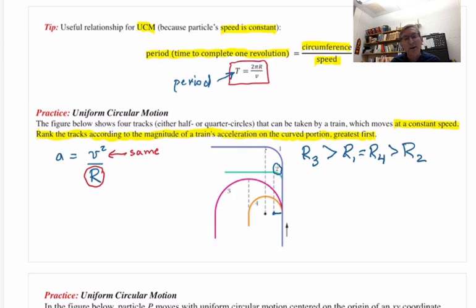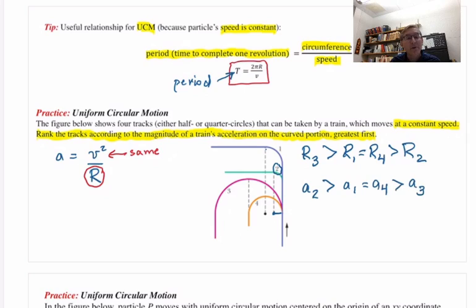Now I contend you're ready to rank the acceleration magnitudes. You see how to do it? Pause the video if you need to think about it a minute. Okay, so what's the ranking of the acceleration magnitudes? Did you say the acceleration magnitude ranking is exactly the reverse of the radius? Exactly switched. A2 is the biggest acceleration, and then A1 and A4 tie, and then the smallest is A3.